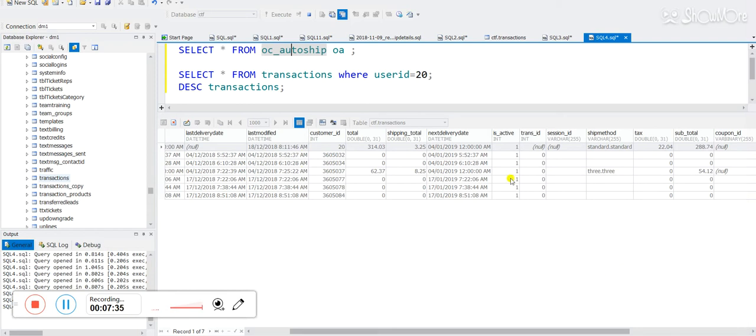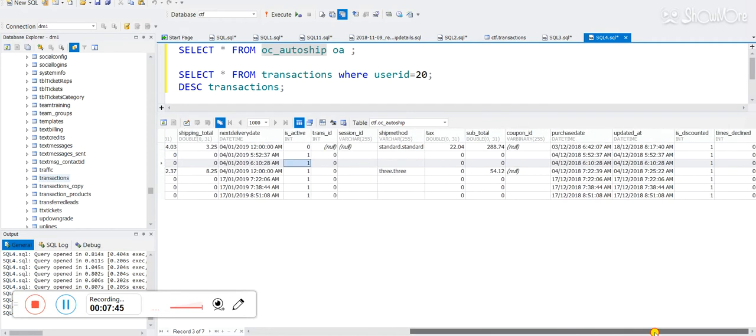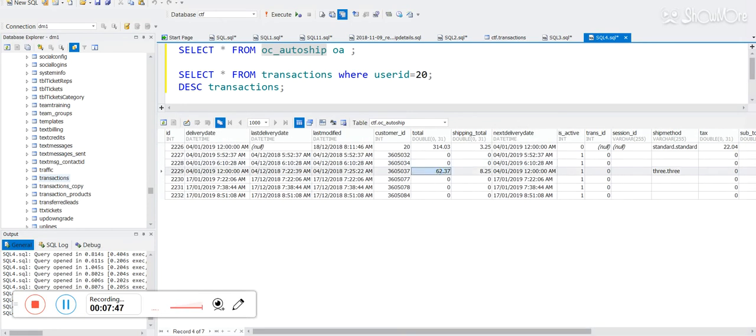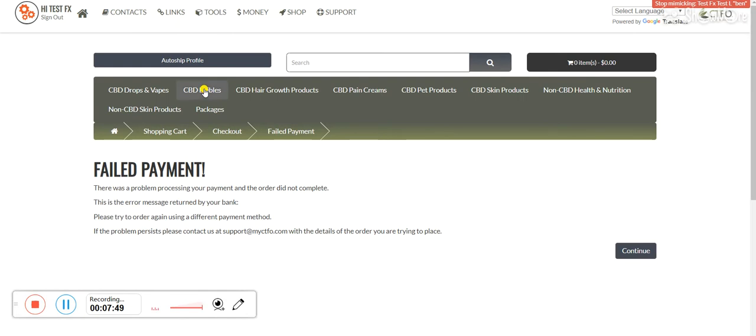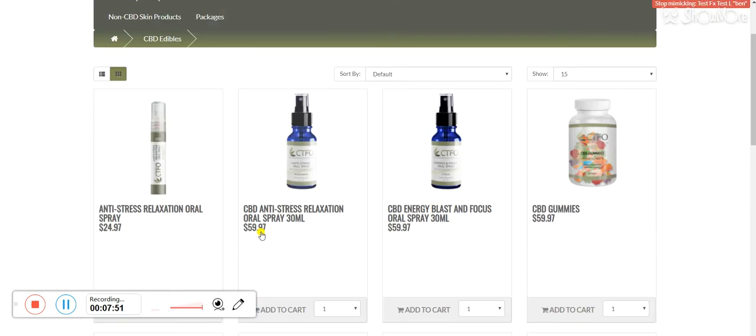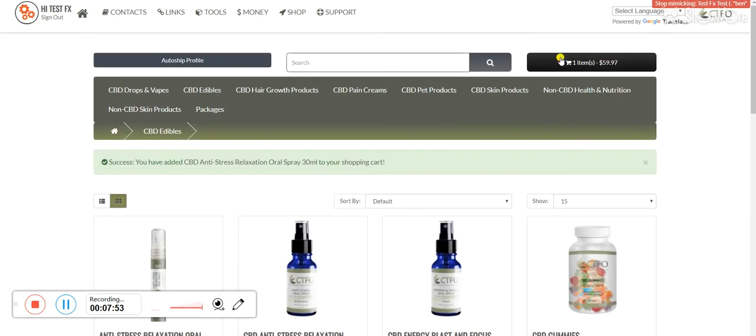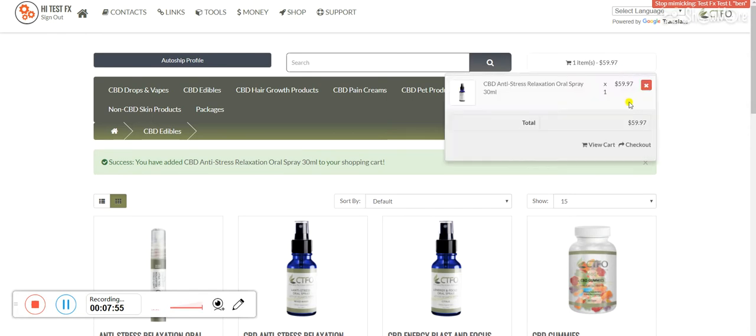This time let's try for a transaction without discount. What I'm going to do is deactivate the auto ship of my user. If either is active is 0 or is discounted is 0, the user will not get a discount. Let's try the same transaction again. This time I shouldn't get any discounts to my transaction.